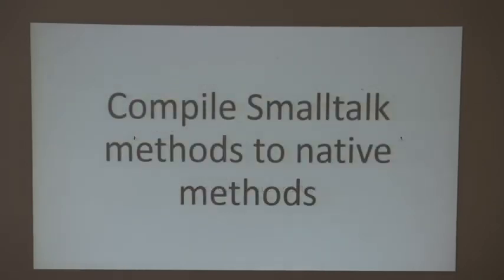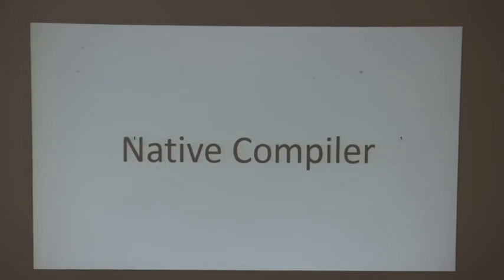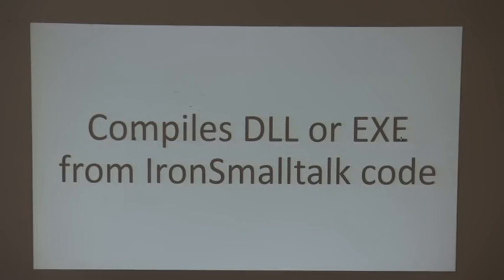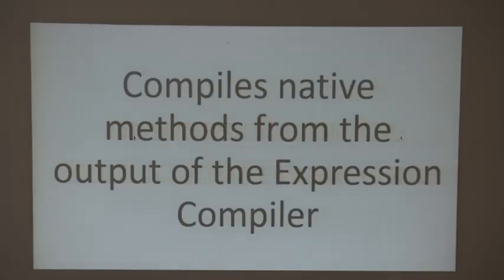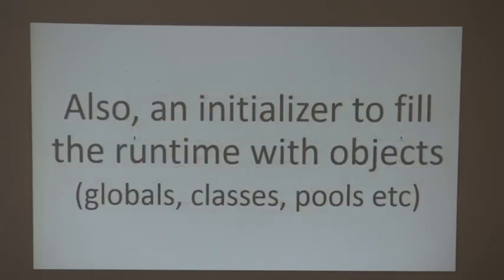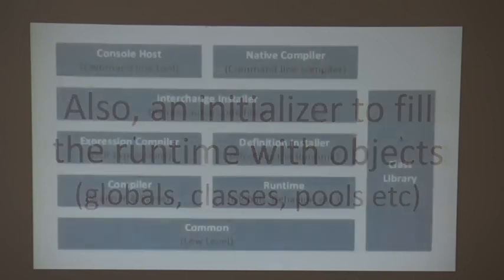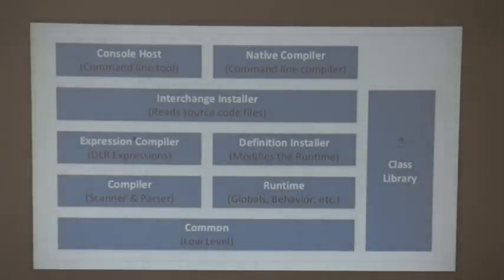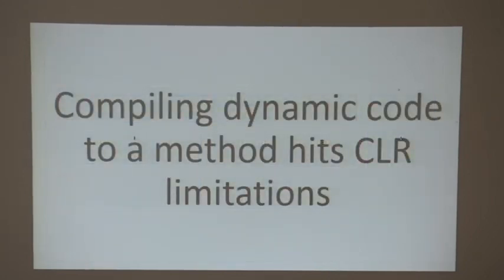So compiling the Smalltalk methods to native methods is the solution, for which you need a native compiler. It compiles DLLs or exe files from IronSmalltalk code. It compiles native methods from the output of the expression compiler, and also does some initialization of the runtime. So it basically fills the Smalltalk dictionary with the stuff that needs to be there. So now we have the native compiler on top of it, and the picture is getting more and more complete. It compiles dynamic code to a method.